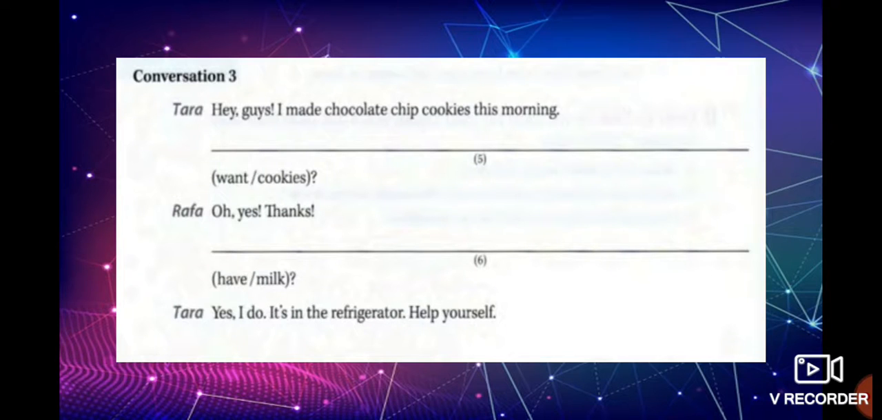In that case, what is the quantifier that we use? Do you want some cookies? Why? Because cookies are plural nouns. Cookie is a plural noun, so in that case we use some. This one is a countable noun, so you can use some. Do you want some cookies? Yes, oh, yes, thanks. Yes, I do. It's in the refrigerator. Help yourself.